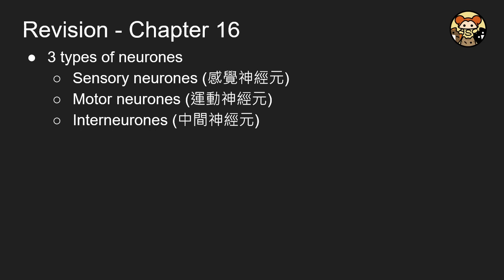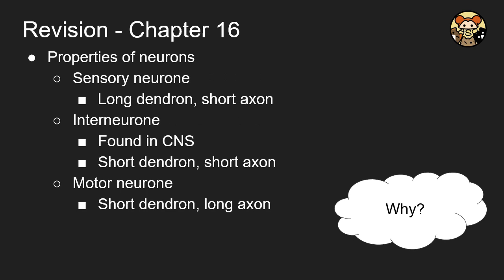There are generally three types of neurons: sensory, motor, and also interneuron. Their differences are mainly in their function and also their dendron and axon length. A sensory neuron has a long dendron and short axon. An interneuron is mainly found in the CNS, and it has both a short dendron and a short axon. And a motor neuron has a short dendron and long axon. I strongly recommend you think of the reason why, because if you know the reason, things will be more reasonable.